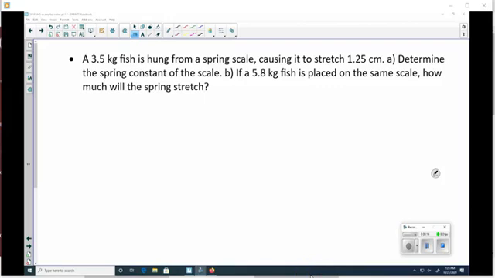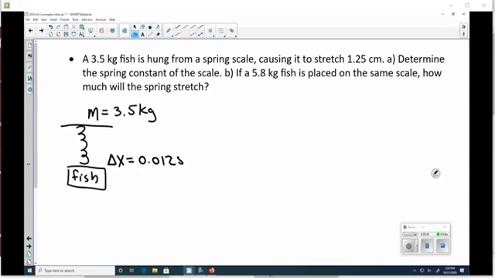Alright guys, so here's the example that we did in class. We have a 3.5 kilogram fish that's hung from a spring scale, and then it causes the spring to stretch by 1.25 centimeters. We want to determine the spring constant of the scale, and then from that figure out how much it would stretch if you put a 5 kilogram fish on the same scale.